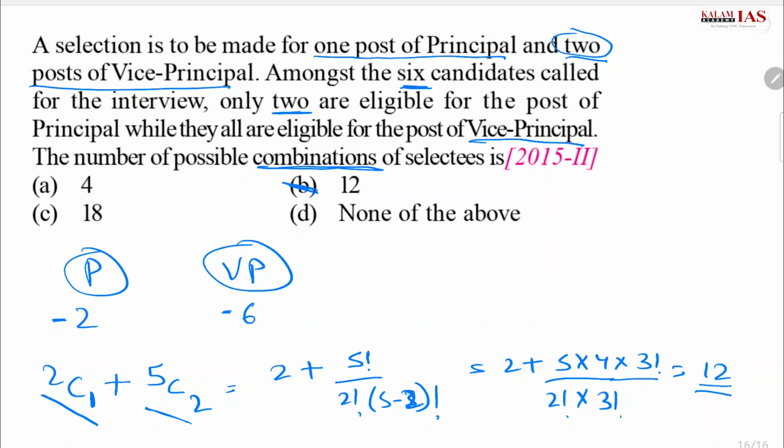I'll just summarize this. There are 6 candidates eligible for the post of principal and vice principal. Out of 6, only 2 are eligible for the post of principal. So out of these 2, there are 2 possible ways, 2C1. Out of these 2 we have to select one, and after 1 is selected as principal, 5 people are left for the position of vice principal. Out of these 5 we have to choose 2, so 5C2, and then we simply solve this, and the total is 12. The 12 possible combinations.